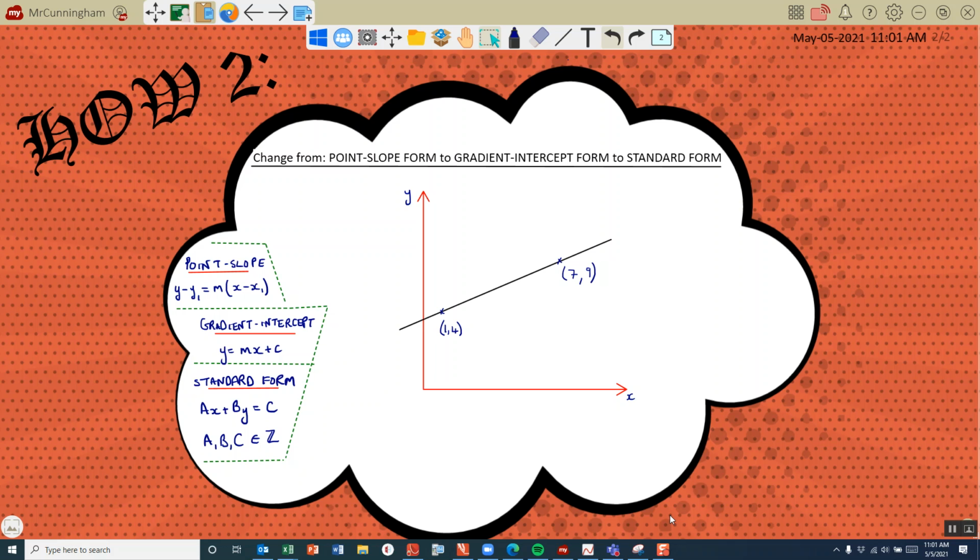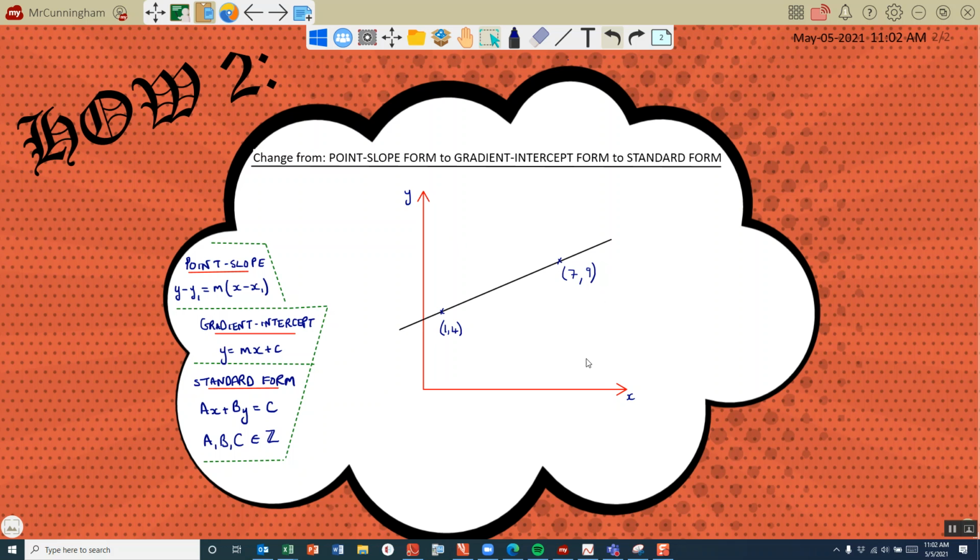This is a how-to video on changing from point slope form to gradient intercept form to standard form for equations of straight lines. And we've got my equations, point slope form here, gradient intercept form here, standard form here, and I've just written as well that A, B, and C have to be integers, okay? They cannot be fractions or decimals.